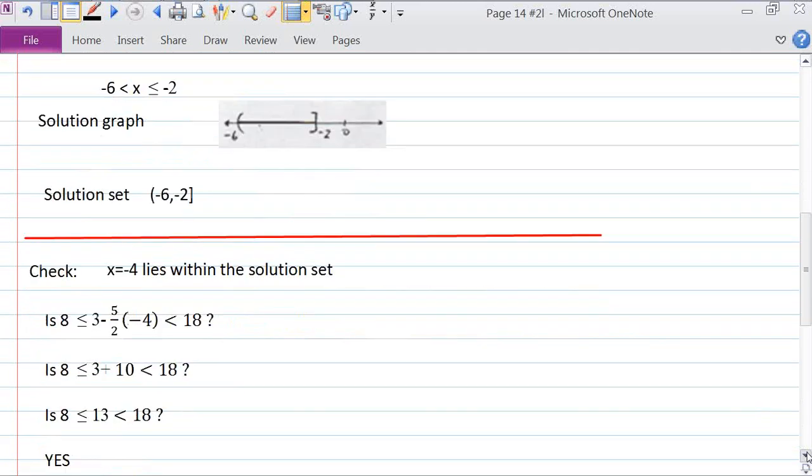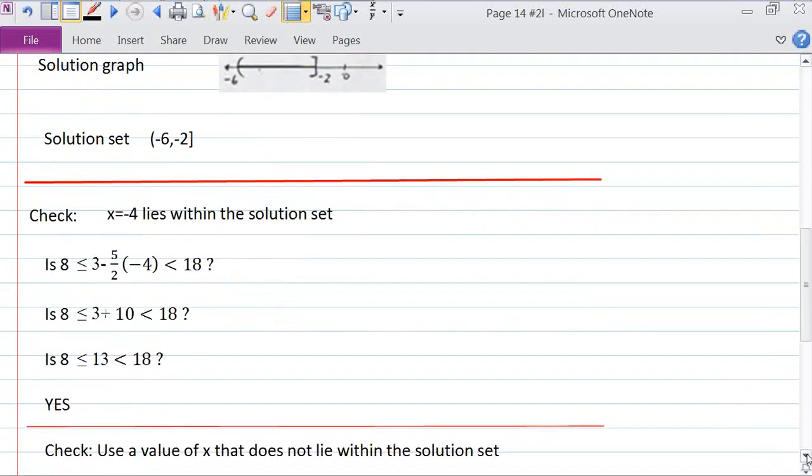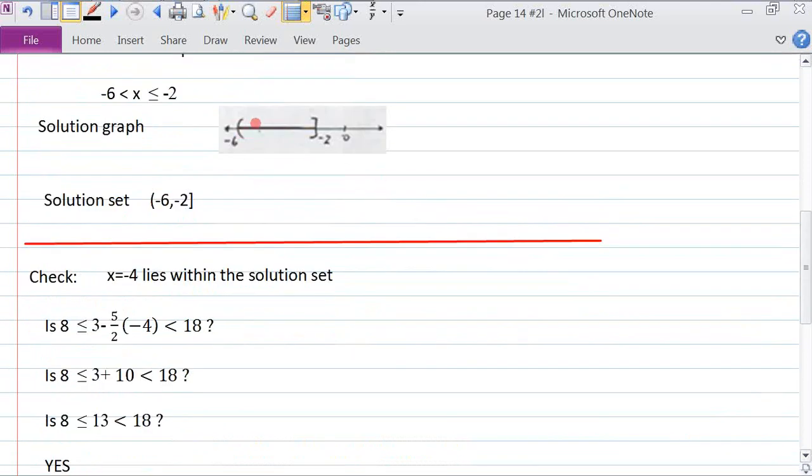Let's check that -4 lies within the solution set. If you look over here, you can see -4 would be about here. So we choose a number that lies within the solution set. We could choose -5, we could choose -3, so we just chose -4, to see if it's going to work. It should work. And then we plug it back into the original inequality.